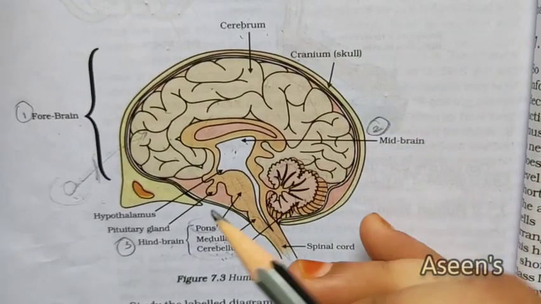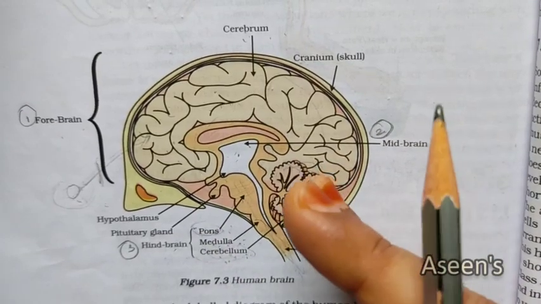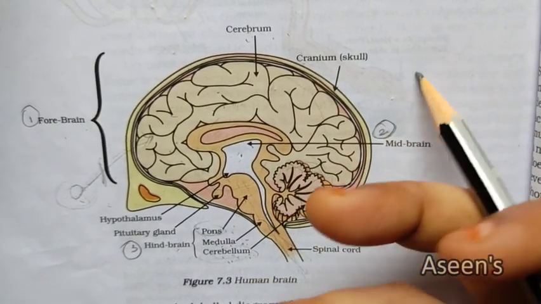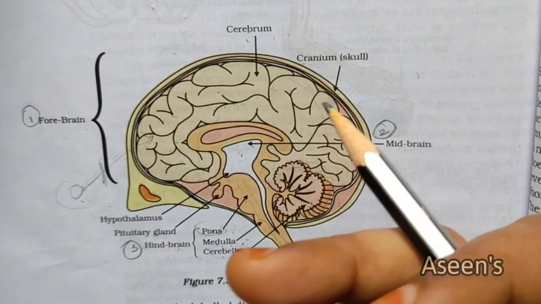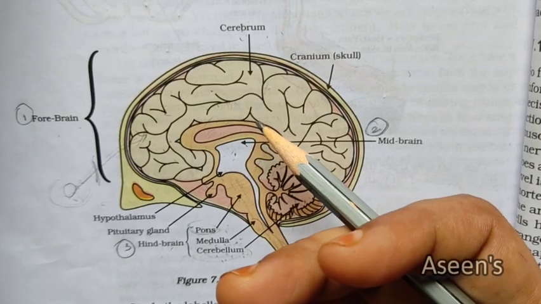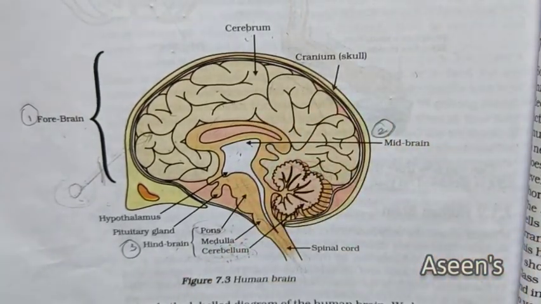Next, let's talk about how our brain and spinal cord tissues are protected. You know, your brain is very soft. They are completely made up of nerves. Same goes for your spinal cord. So how do you think your body has a proper mechanism to protect them?